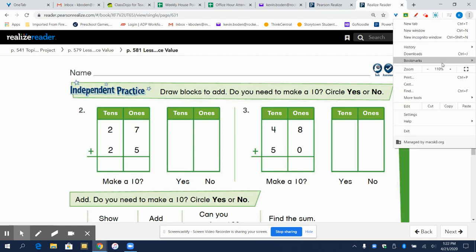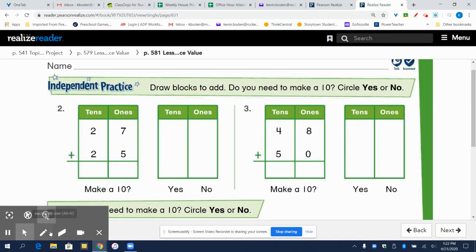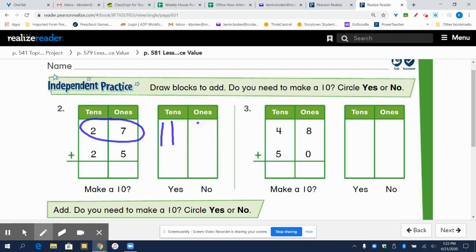I'm going to zoom in a little bit more for you. Number 2 and number 3. Let's just look at number 2 right now. Hopefully you remember on the last page what we did. We're going to start by drawing our 10s in one place value block. So our first number says 27. 10, 20, 21, 22, 23, 24, 25, 26, 27. There goes 27 plus 25. 10, 20, 1, 2, 3, 4, 5.